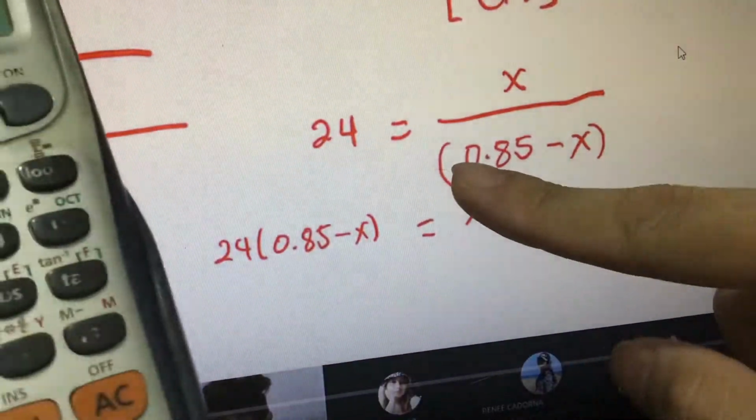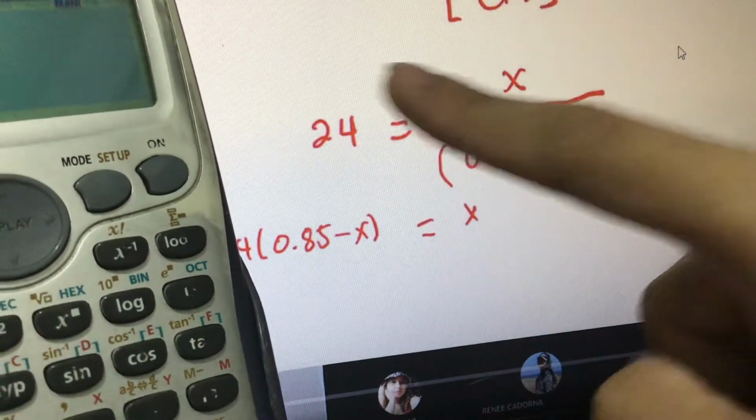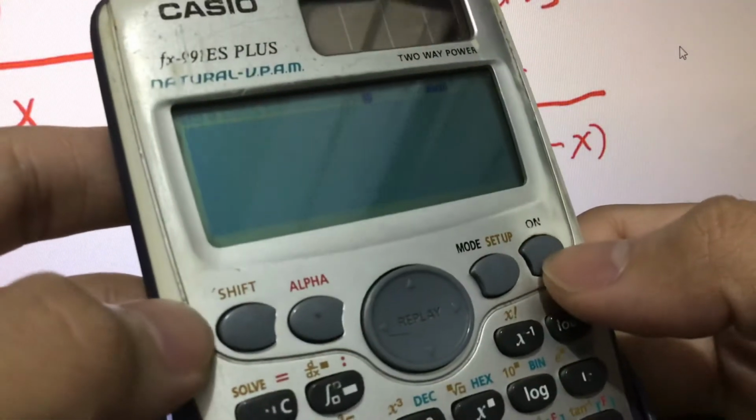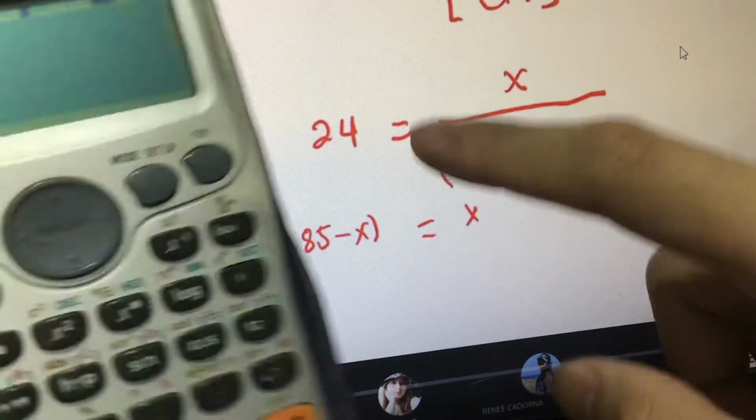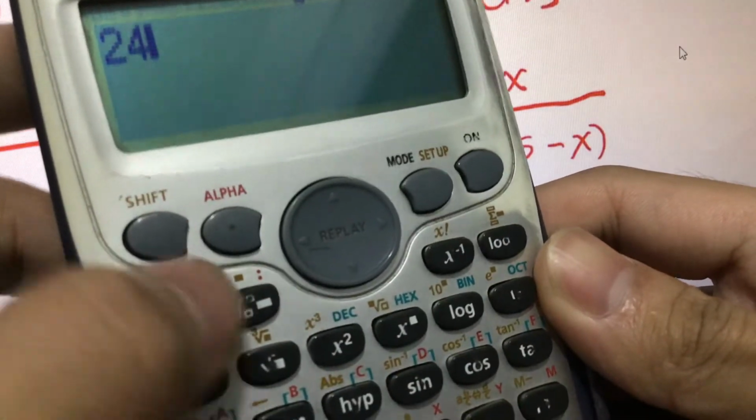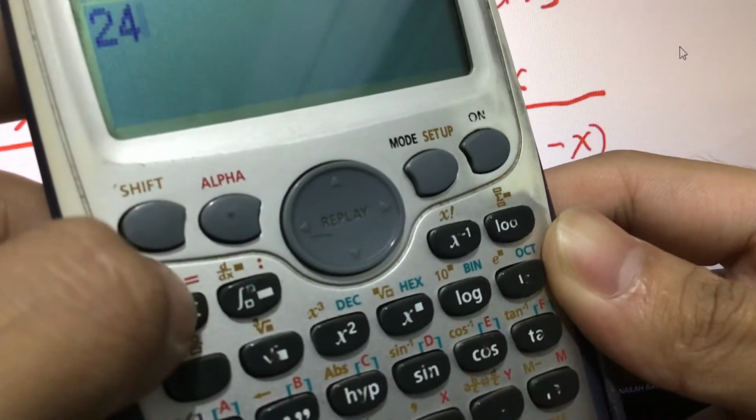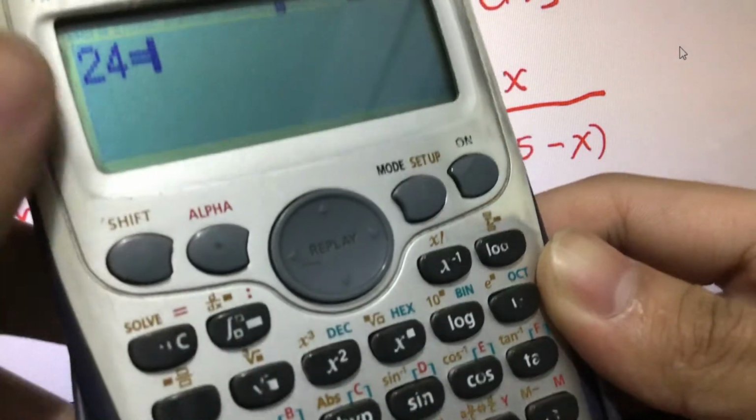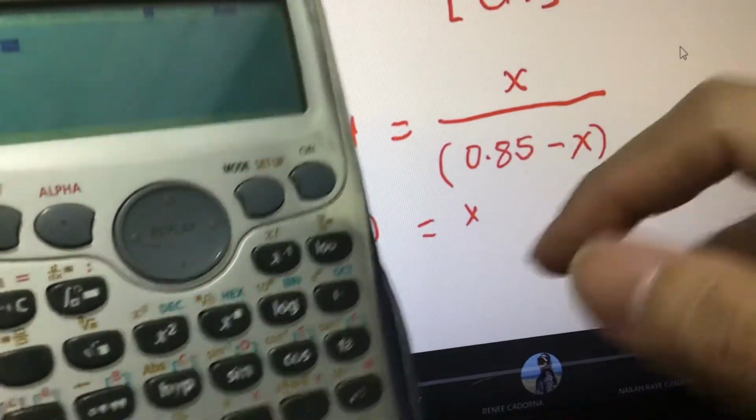Okay, so let's try to answer this problem with the help of the calculator. What we're going to do is plug this entire equation into my calculator. So let's start. We type 24, then the equal sign. If you want to type the equal sign into your calculator, you just look for the red equal sign, such as shown here. Since it is red, it can be accessed when you press alpha. So you press alpha, then the red equal sign button. So that's 24 equals.